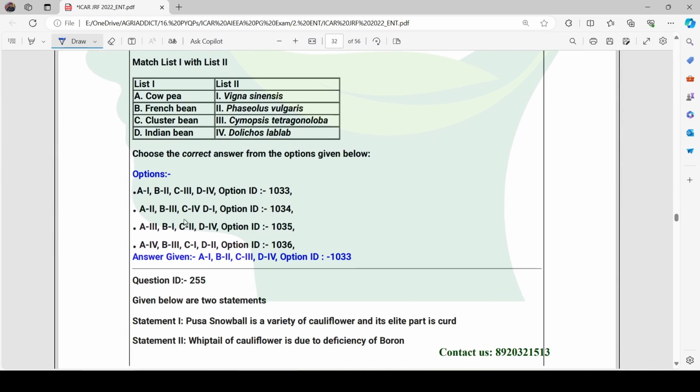Another match the following type of question is there, that is cowpea. So cowpea is Vigna sinensis. French bean is Phaseolus vulgaris or rajma. Cluster bean is Cyamopsis tetragonoloba. Just the scientific names. And Indian bean, also known as Dolichos bean, is Dolichos lablab. So A1, B2, C3, D4 is the correct answer.